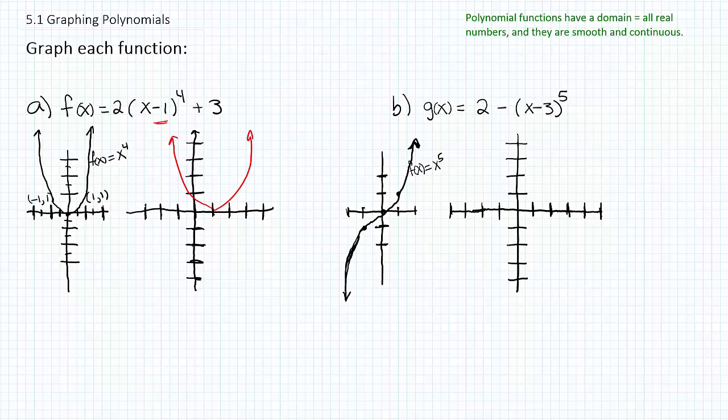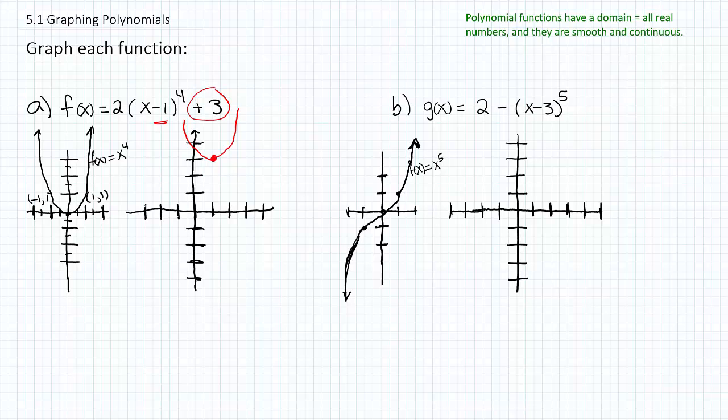But then, of course, we're also adding 3 to it, right? Which means the graph is going to move up 1, 2, 3 units to over here. And so your new graph will look something like this, right? Now, the only thing we have to do is figure out what effect the 2 has. The 2 is going to vertically stretch it, right? It's going to rise even faster than it normally would. But in order to get a decent enough drawing of it, we basically already have it done.